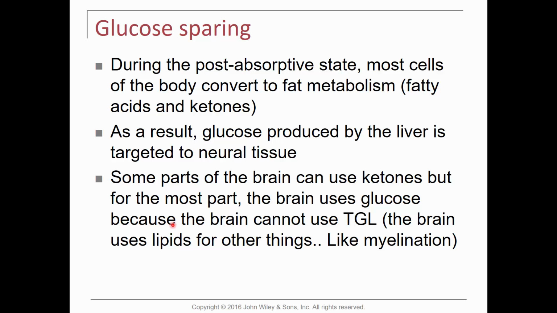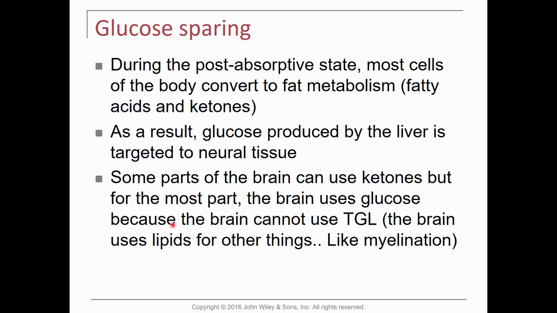And I need you to understand that the brain can't use fat. The neurons are just not geared for fat metabolism. And the thing is, the brain uses lipids for other things. The brain uses lipids to make structures. For example, myelination. Myelination is a huge use of lipids.